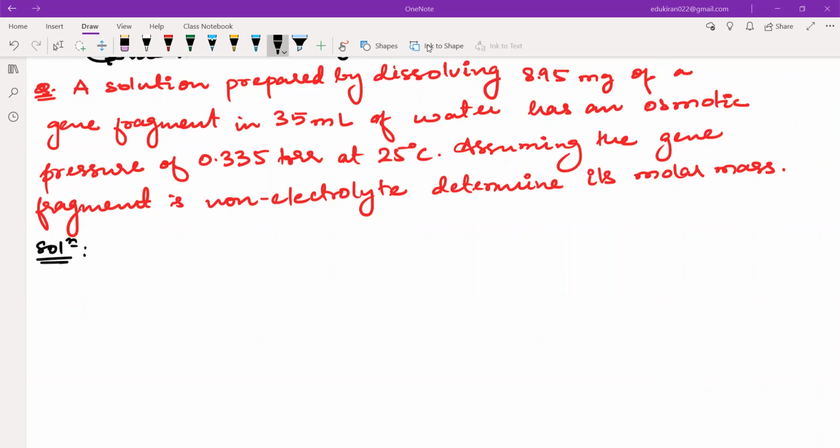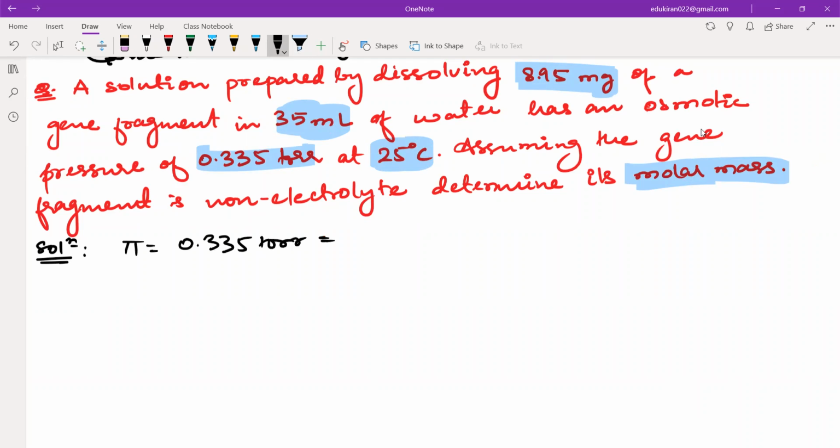You have the formula for the molar mass, how to calculate molar mass using osmotic pressure. Just keep in mind the units. You have to convert the milligram, the ml, the torr, and the degree Celsius to Kelvin. Pi is given as 0.335 torr, which will be equal to 0.335 by 760 atm. Divide by 760 and we'll get the atm. The value of R that we are going to take will be 0.0821 liter atm per mole per Kelvin.